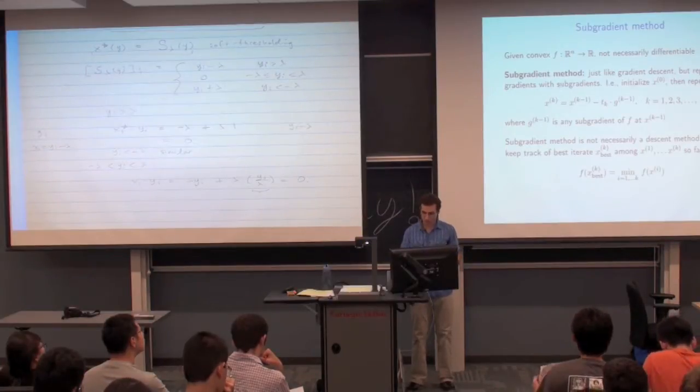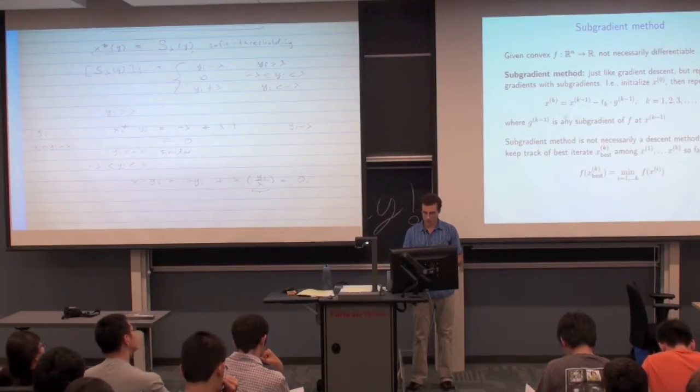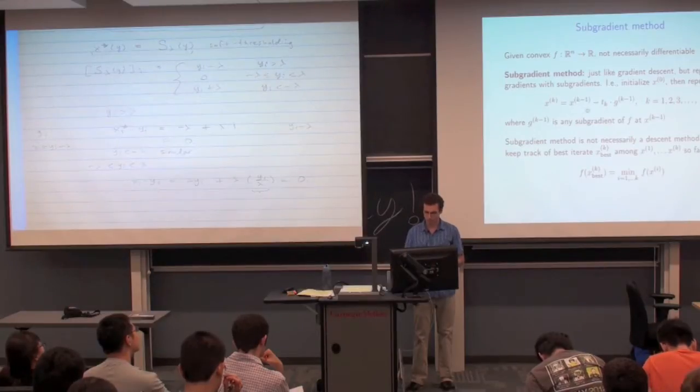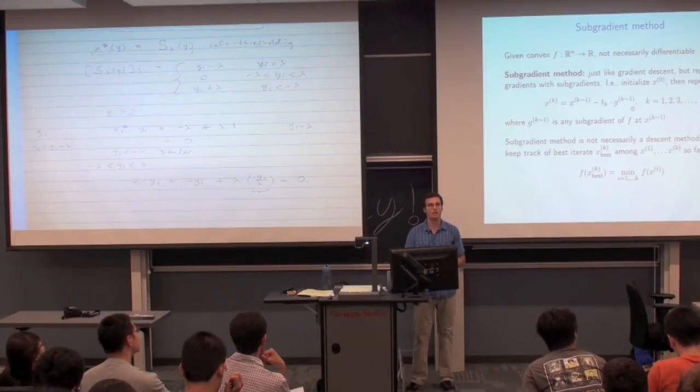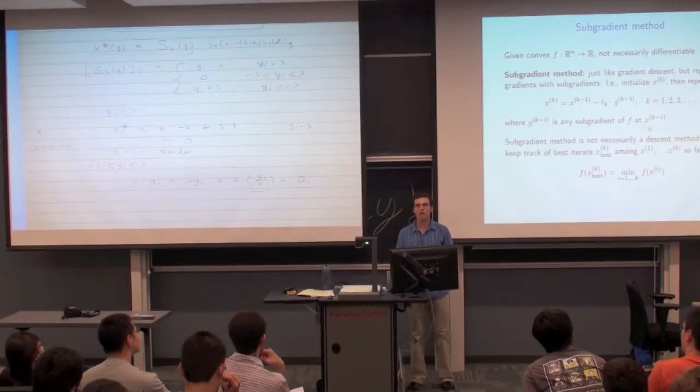So it's the exact same thing. We initialize some vector, and then we repeat some iterative step, where we move in the direction of a negative subgradient, now not a gradient. But remember, this is not unique, so we can actually choose any subgradient of f at x and move in that direction. Okay, so g_{k-1} is any subgradient of f at x_{k-1}.